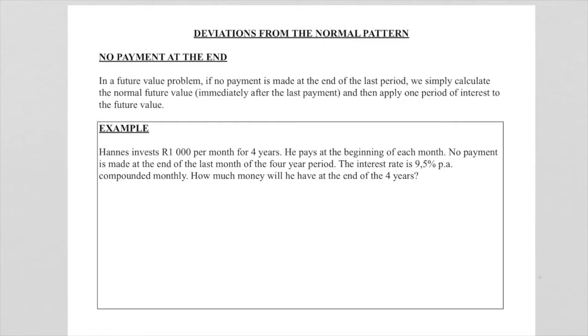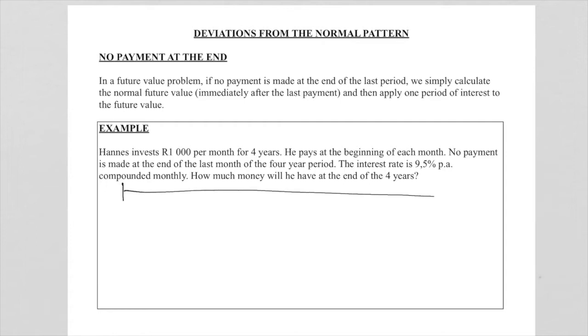So let's look at this example. Hannes invests 1,000 Rand per month for 4 years. He pays at the beginning of each month. No payment is made at the end of the last month of the 4-year period. The interest rate is 9.5% per annum, compounded monthly. How much money will he have at the end of the 4 years? So let's draw a timeline to illustrate this.